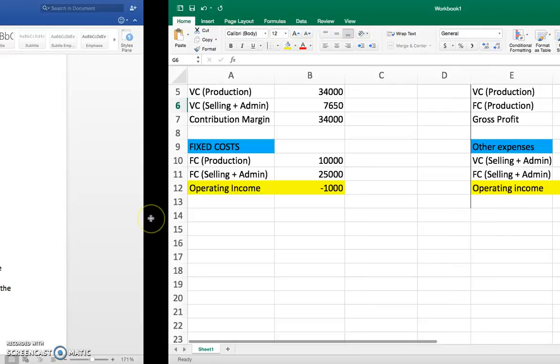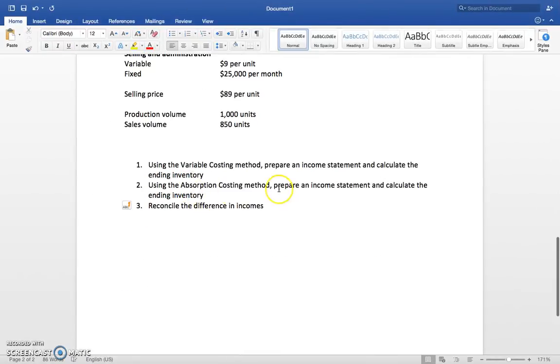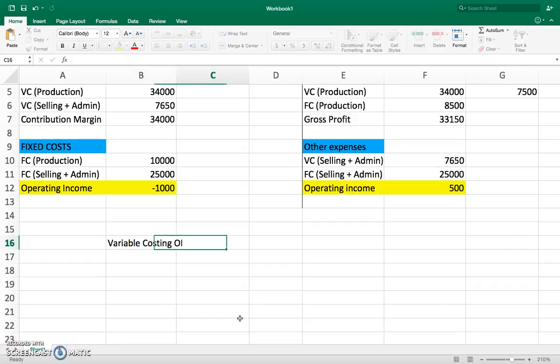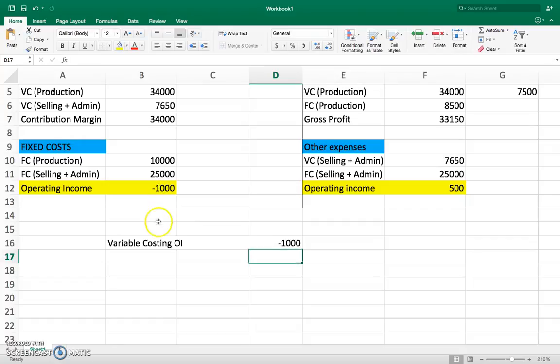So on to the third part. I forgot to mention that we were doing the second part, but now we're finally on the third part, which is to reconcile the difference in incomes. And that is the easiest part. So we're simply going to take the variable costing operating income first, and then we simply copy it here, which is a minus 1,000.